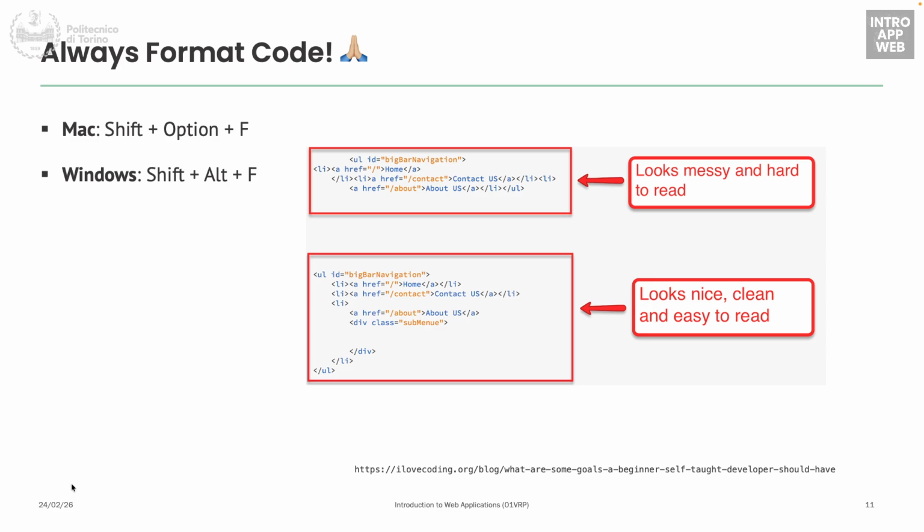And to format the code in Mac, it works with Shift Option F, and in Windows, it should work with Shift Alt F. So try and let's see if it works. Okay, up to now, since I don't have anything, it will display in this way.